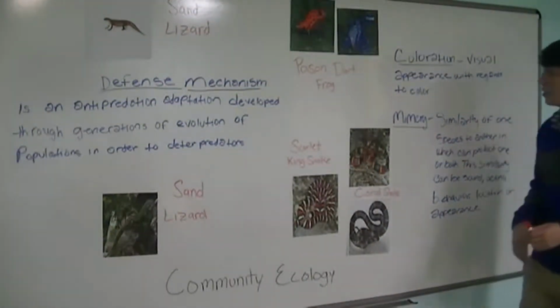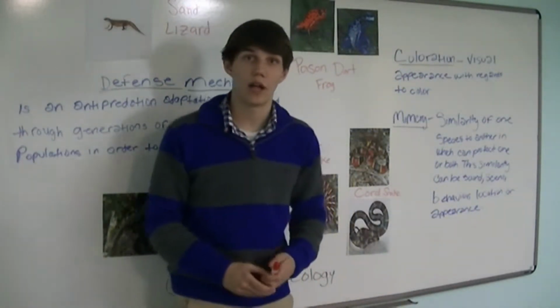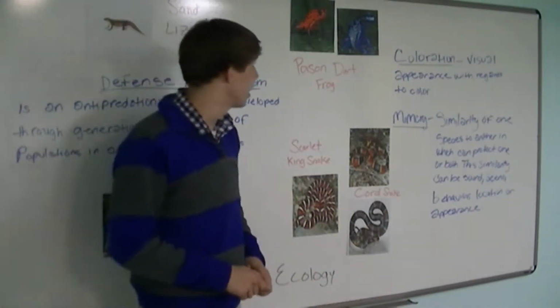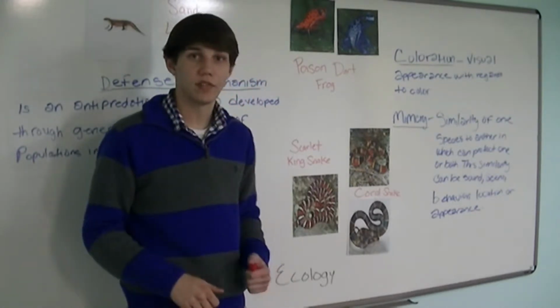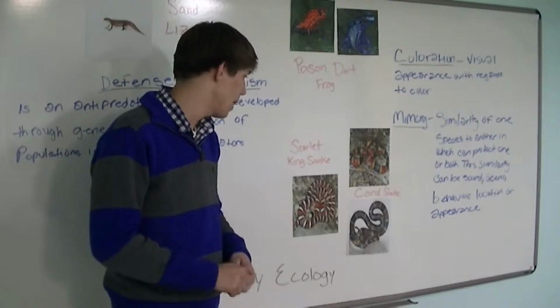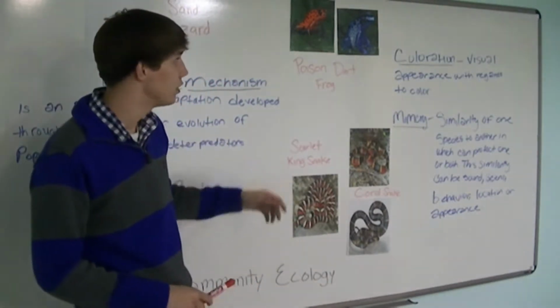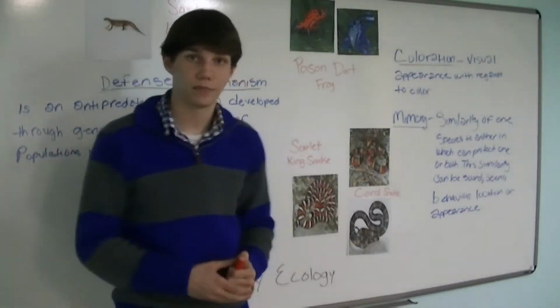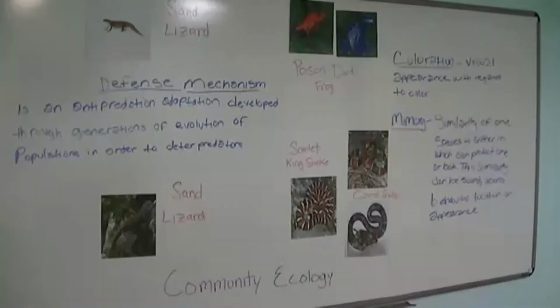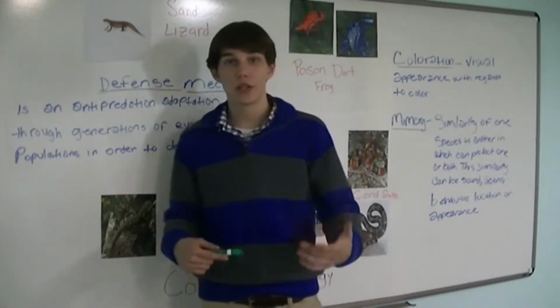Let's start with coloration, the visual appearance with regards to color. Some examples of coloration in the wild include the vibrantly colored poison dart frog, natives of Central and South America, as well as the scarlet king snake, who happens to live in the eastern and southeastern portion of the United States. There are 2 main types of coloration: aposematic coloration and cryptic coloration.